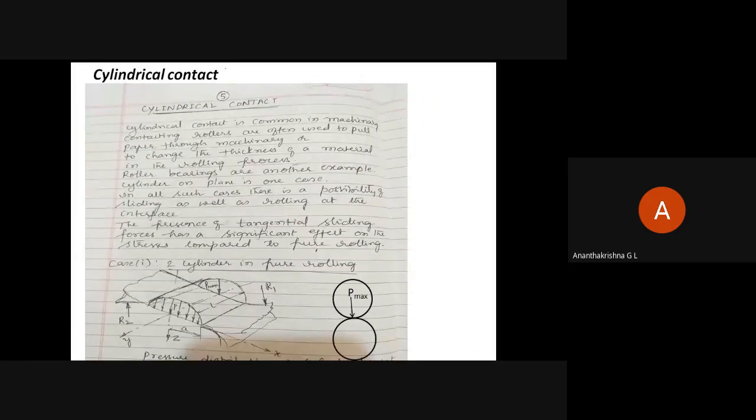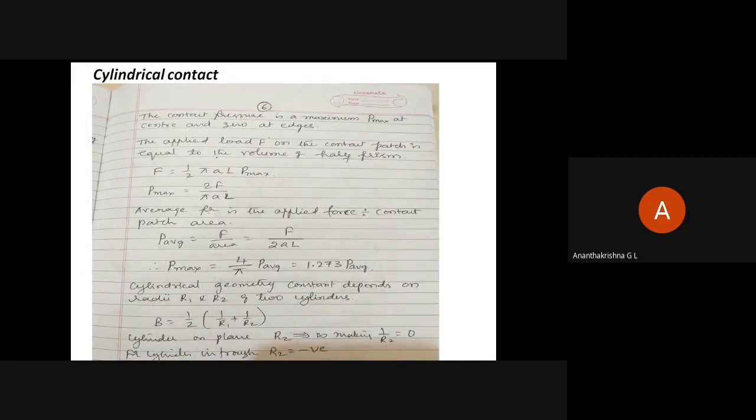Then we moved on to cylindrical contact, where two cylinders are rolling against each other. At the point of contact, we'll have maximum pressure. Again, here the applied load is equal to the volume of the half prism, right? So using that, we find out the equation for P max.